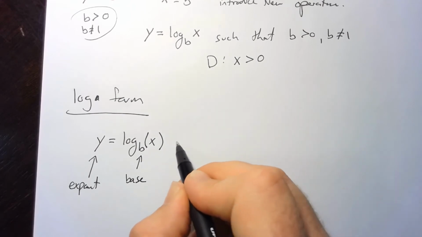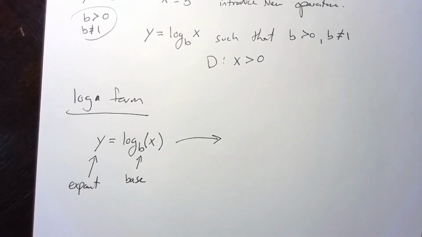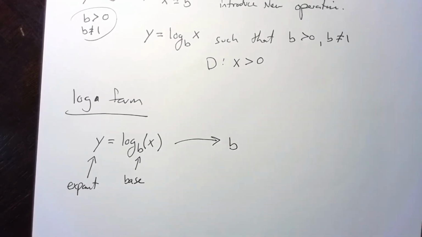So if I try to convert this to an exponential form, again, this should make sense in the concept of how it converts. First, I start off with the base is b.